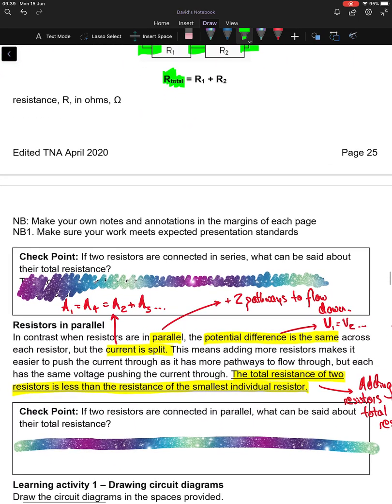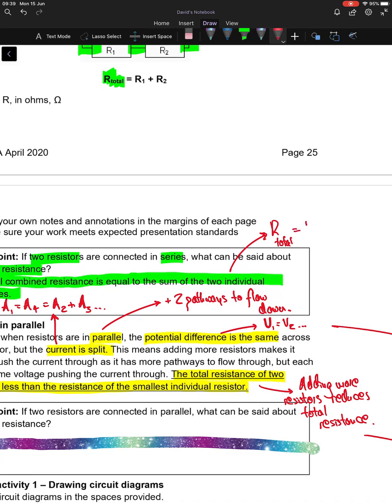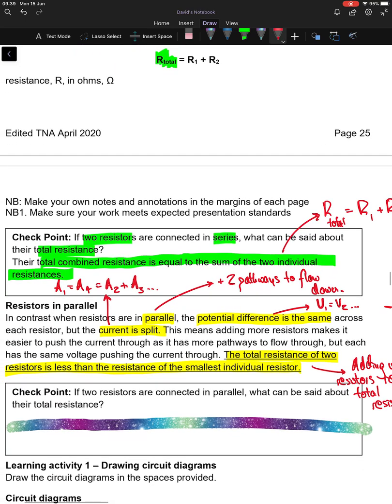And then if we have a little look now just quickly at the checkpoint question on your next page, just pause your video for a moment and see if you can answer it. If two resistors are connected in series, what can be said about the total resistance? Pause the video, try and answer that, and then we'll just reveal the answer. So, unpause the video, and you'll see the answer is that the total combined resistance is equal to the sum of the individual two resistances. So in a nutshell, R total equals R1 plus R2, etc., if you've got more resistors in the circuit.